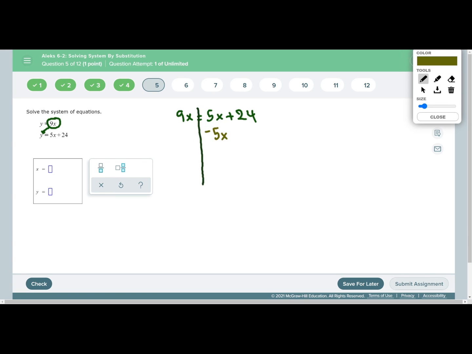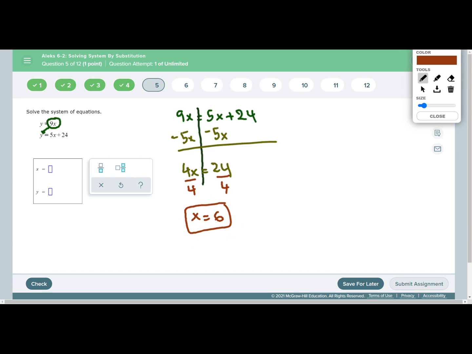Subtract 5x on both sides. That will give you 4x equal to 24. And to solve for x, we're going to divide by 4 on both sides. X equal to 6. All right. So that is not done yet. We need to solve for y.